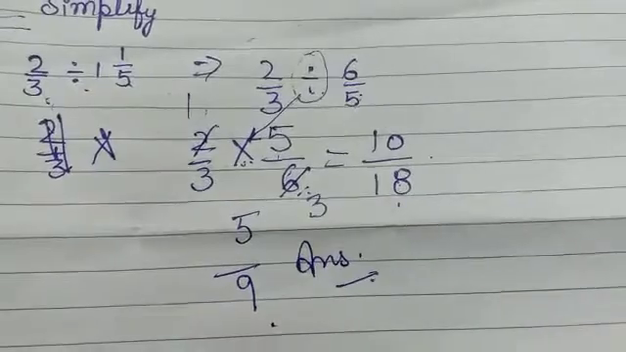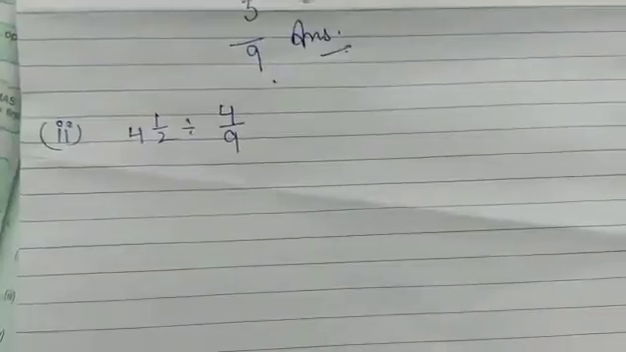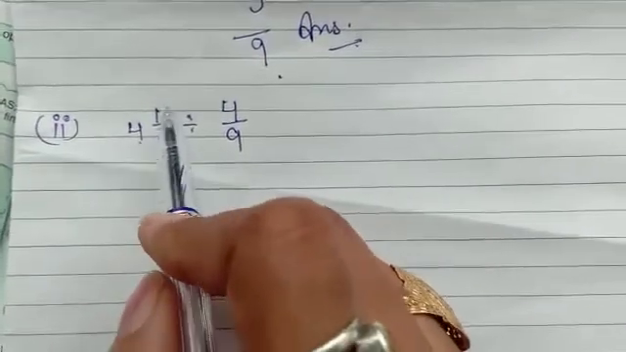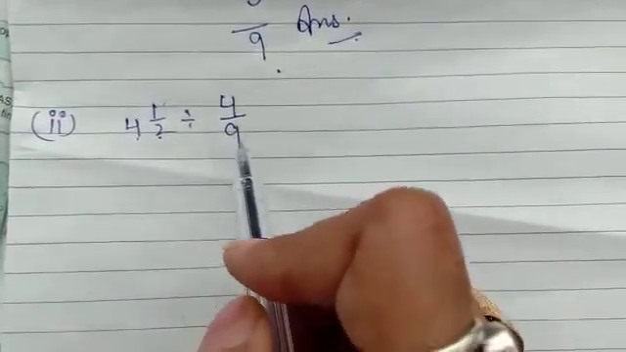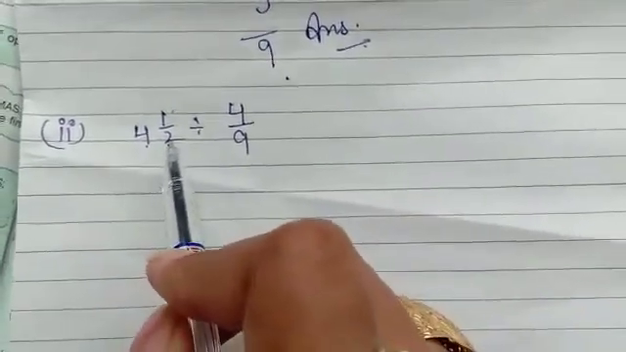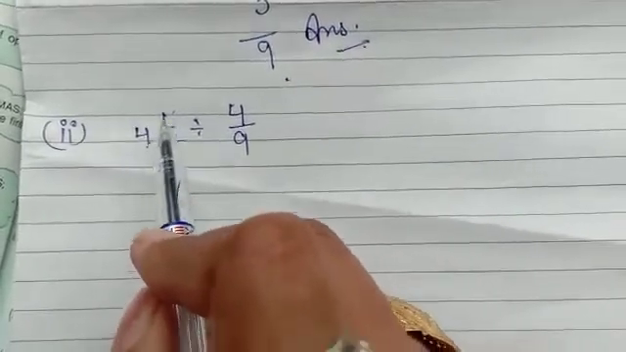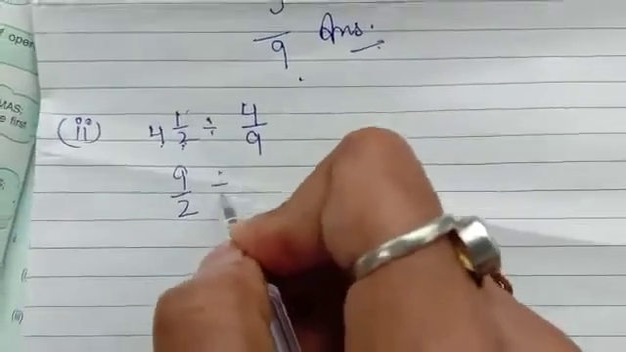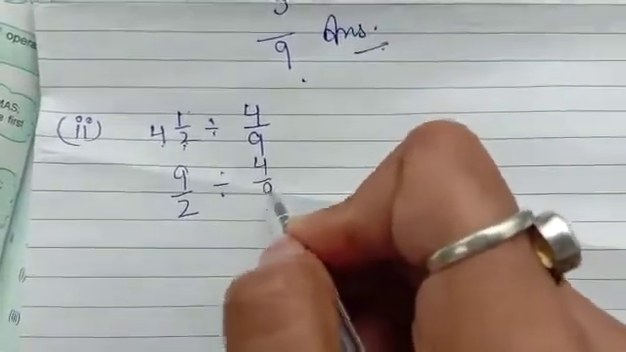Okay, the next question is the second question: 4 whole 1 by 2 divided by 4 over 9. Firstly, we will change the fraction. 4 2s are 8, 8 plus 1, 9, 9 over 2 divided by 4 over 9.